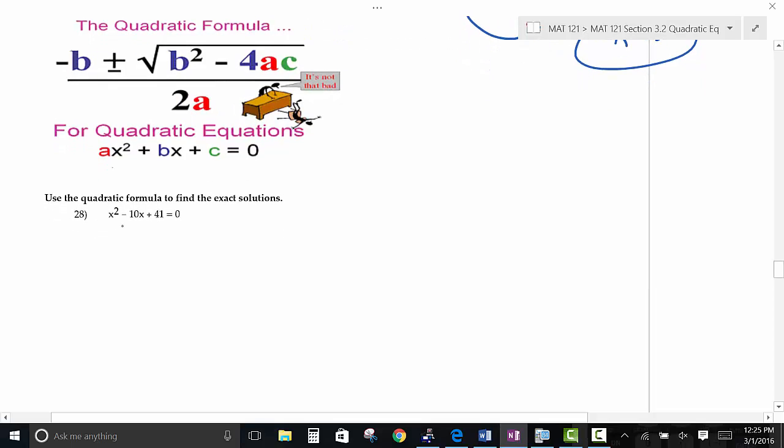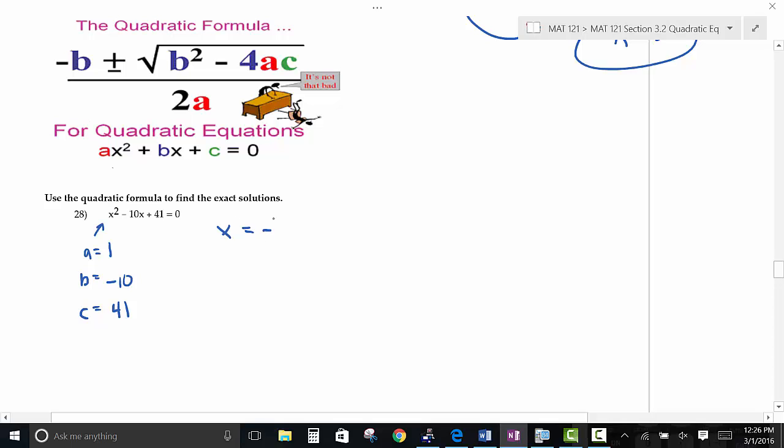Okay, so in this 28, this is a standard form of a quadratic equation, okay? A is going to be the number in front of x squared. B is going to be the number in front of x, which is negative 10. And then C is going to be 41. So we just crunch it out, okay? This one does not factor. If you tried to factor this, you would not succeed in doing that, okay? So what we do is we just work with the quadratic formula, okay?